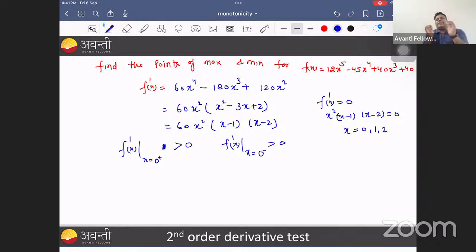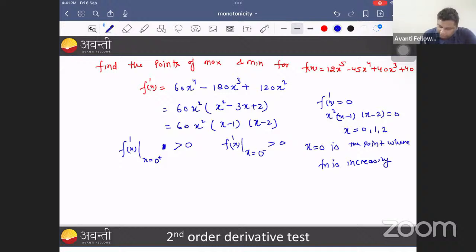It was increasing earlier. It is increasing even later. So x equals 0 is the point where the function is increasing, because the derivative is positive in both neighborhoods of x equals 0. So the function is increasing at this point.